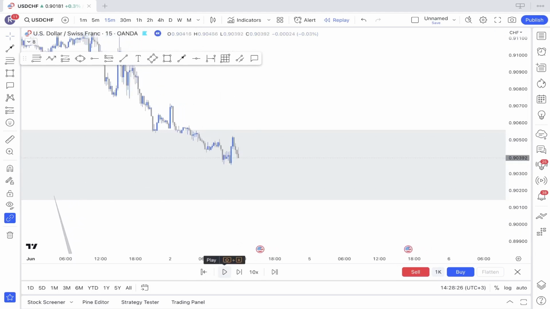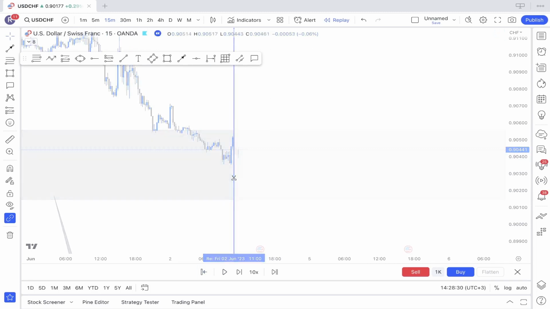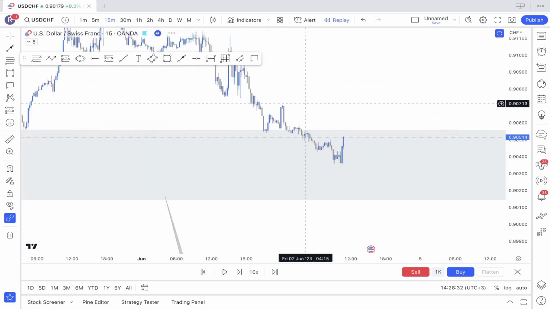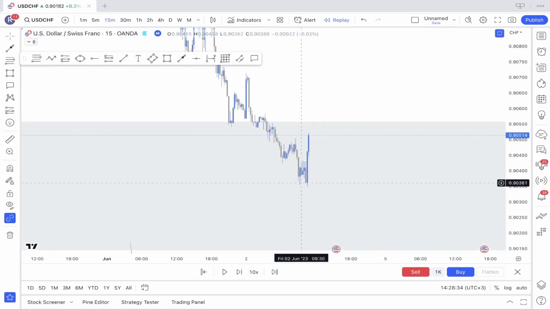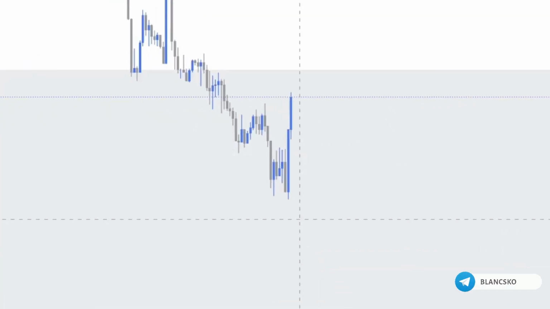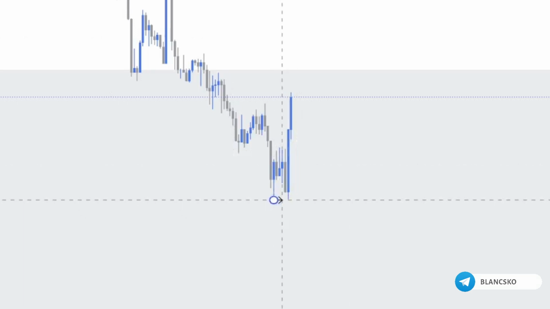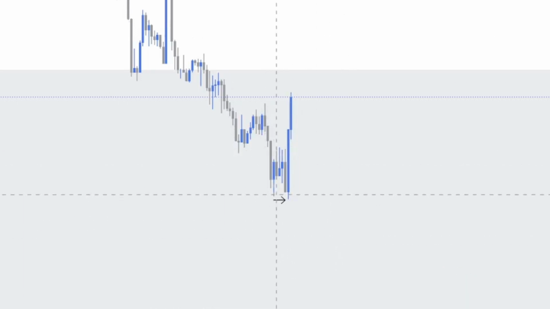Let's play the price forward and check this out. Let me quickly use the bar replay. Check what we have right here. So right here, we can zoom in and we can see that we have a liquidity grab right below this low with this wick right here. Okay, we grab liquidity right below this low.